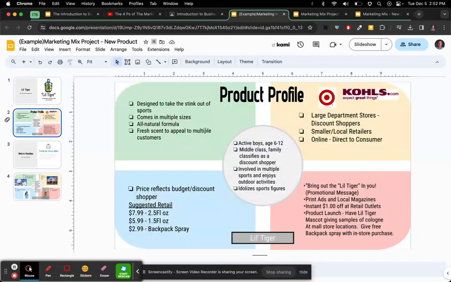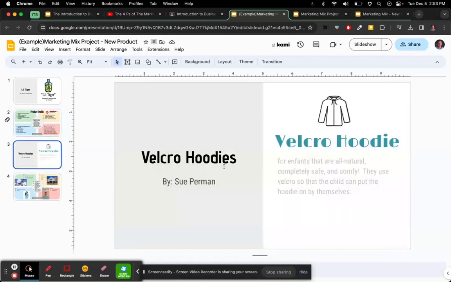And then what they did is they went ahead and they created their target customer and each component of the marketing mix and how it aligns to that target customer. All right, I'm not going to go over this in detail. You guys will have these to view for yourselves. Okay. Again, here's another one that was created by a student.